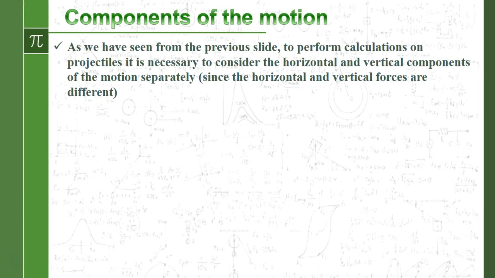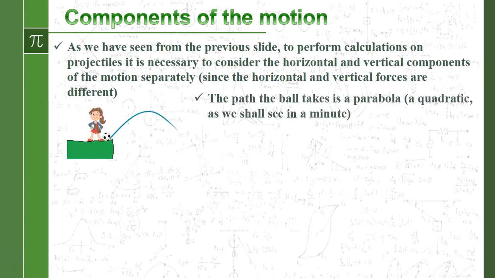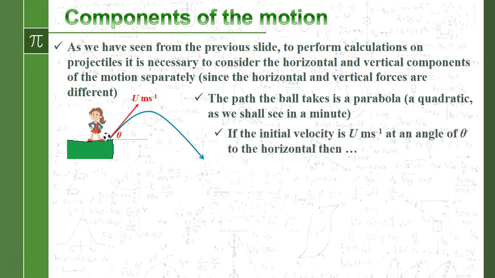Now, because we are looking at forces acting on it, because we've talked about horizontal and vertical forces, that's essentially how we're going to treat everything from here on in. So we're going to separate the whole thing out into what's happening horizontally and what is happening vertically. So, there's our girl again. She's going to give the ball a good old kick, and what we've got is the path that it takes is a parabola, and you'll see where that's coming from in a minute.